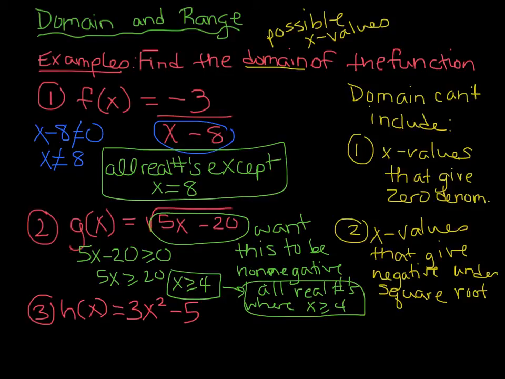So now number 3 is interesting because you'll see that there's nothing in there that is really that bad. There are no square roots, there are no denominators. In the future, we're going to actually have logarithms, but we're not going to worry about that right now. So this one doesn't have anything that we can really object to. So our domain is actually going to be all real numbers. You can also say all real values of x.